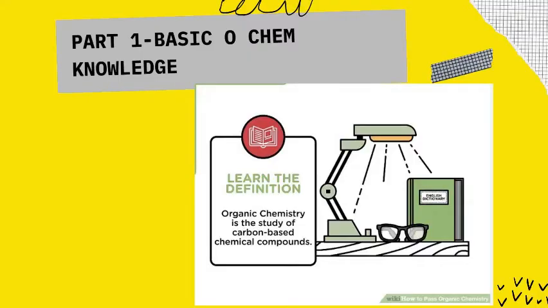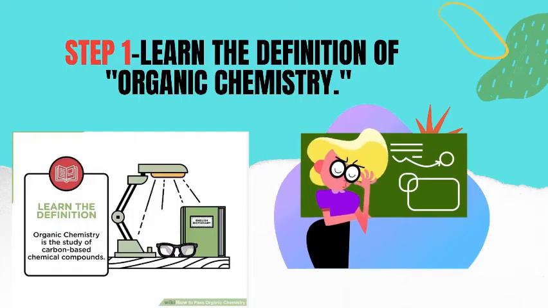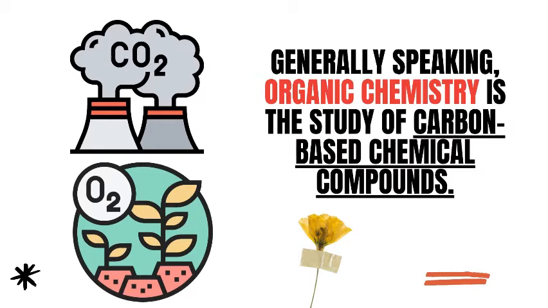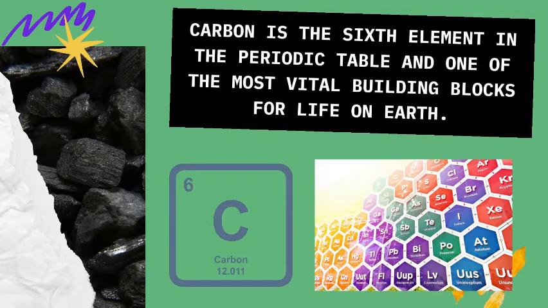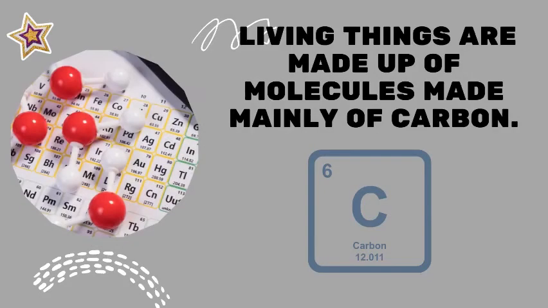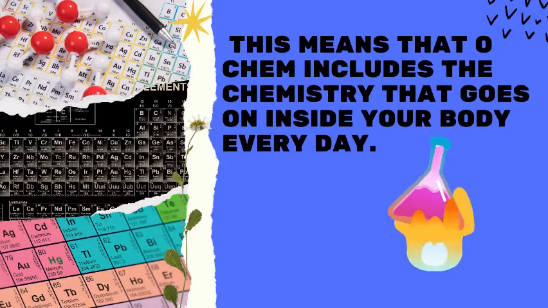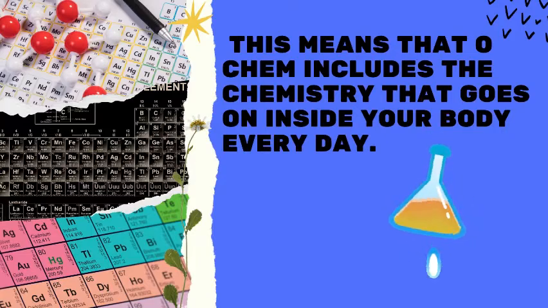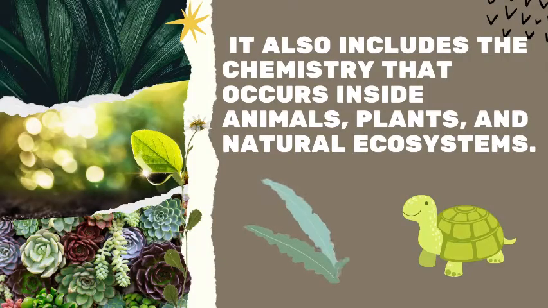Part 1: Basic OChem Knowledge. Step 1: Learn the definition of organic chemistry. Generally speaking, organic chemistry is the study of carbon-based chemical compounds. Carbon is the sixth element in the periodic table and one of the most vital building blocks for life on Earth. Living things are made up of molecules made mainly of carbon. This means that OChem includes the chemistry that goes on inside your body every day. It also includes the chemistry that occurs inside animals, plants, and natural ecosystems.